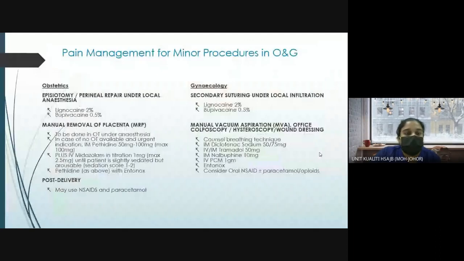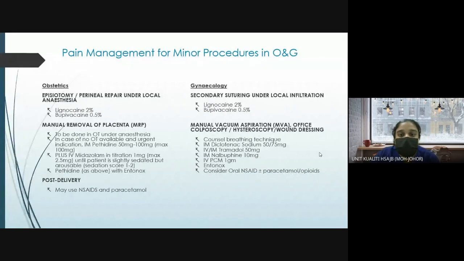So this is the pain management for minor procedures in O&G. Obstetric episiotomy and perineal repair under local anesthesia normally would give lignocaine or bupivacaine. Manual removal of placenta is to be done in OT under anesthesia. In case of no OT available or urgent indication, IM pethidine 50 mg to 100 mg can be given with IV midazolam titrated 1 mg at a time until the patient is slightly sedated but arousable. Pethidine with Entonox can be given. Post-delivery may use NSAIDs and paracetamol.